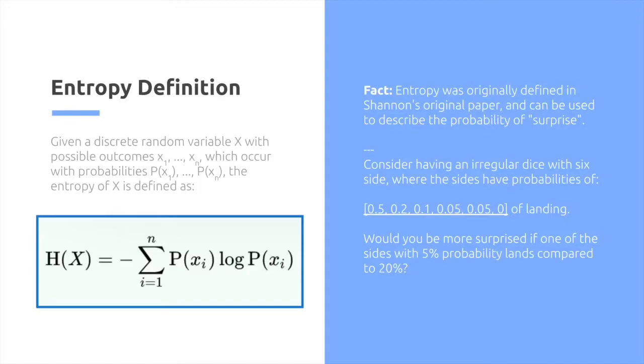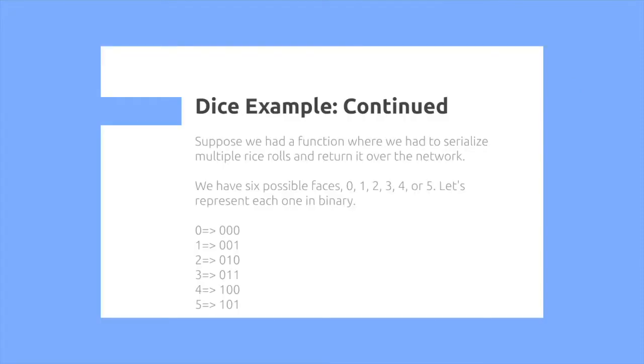Entropy was originally defined in Shannon's paper, and it's used to describe the probability of surprise. If we have an irregular die with 6 sides, where the sides have probabilities of 0.5, 0.2, 0.1, and two of them 0.05, and then 0 of landing, would you be more surprised if one of the sides with 5% probability lands, compared to 20%?